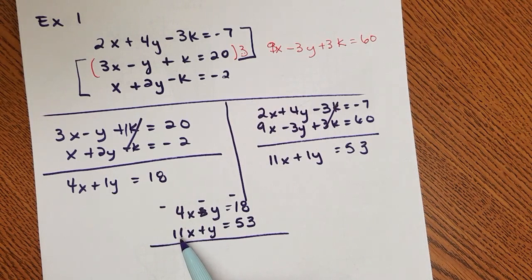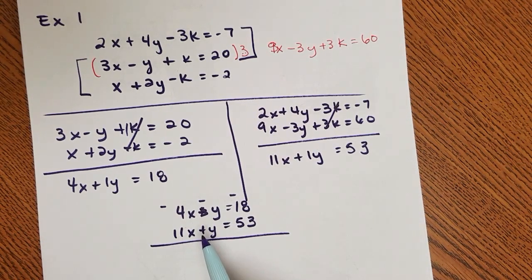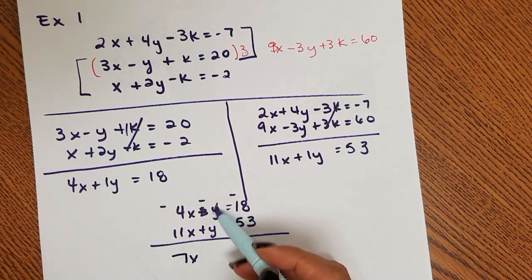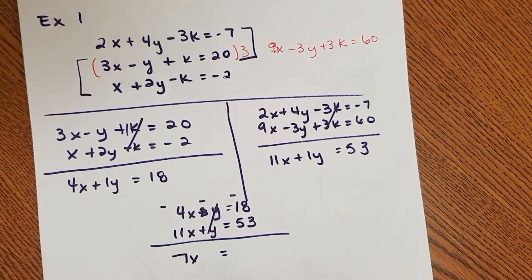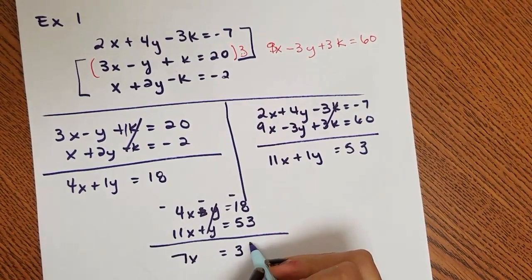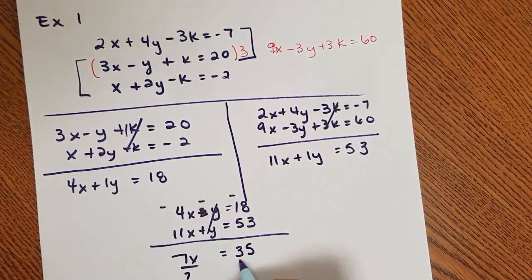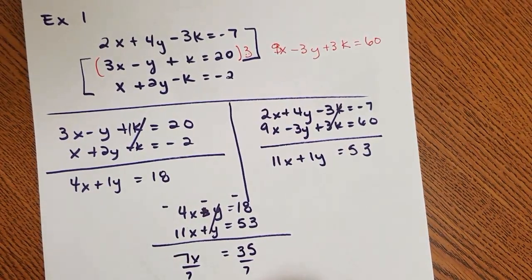Negative 4 plus 11 is going to give me a positive 7x. My y's are going to cancel. 53 minus 18, or negative 18 minus 53, it's the same thing. It's going to give me 35. Okay, divide both sides by 7. X is equal to positive 5.